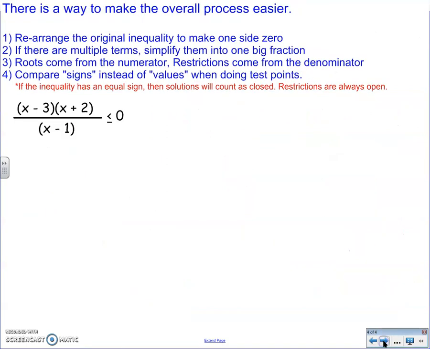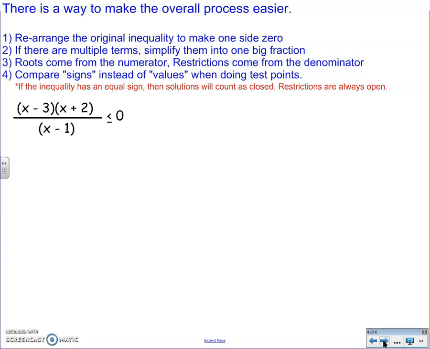Alright, one more. There's a way to make the overall process easier, and that is step 1, rearrange the original inequality to make one side 0. If one side is 0, it's a lot easier to check using signs of values, which I'll get into in a second. Step 2, if there are multiple terms, simplify them to one big fraction. Combine it. You want one single term. Then step 3, roots come from the numerator.